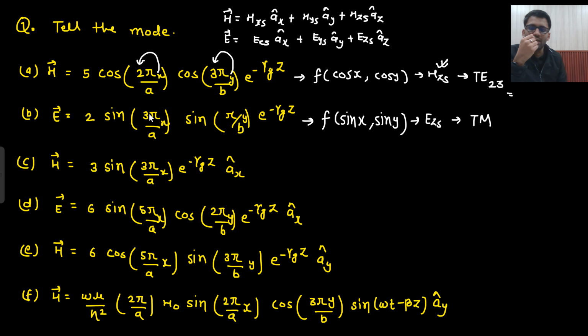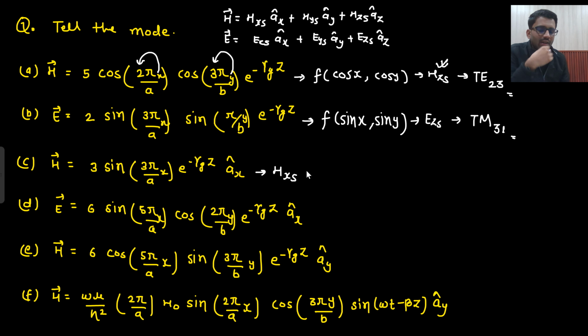And mode if I need to tell, so m pi by a, so m value is 3 and n pi by b, n value is 1. So TM31 is the answer. What about this guy? Here AX cap is given. AX cap is already given. So certainly you can tell that it is your HXS.